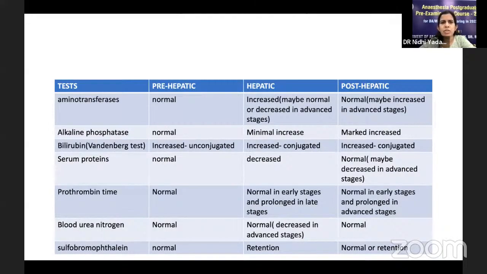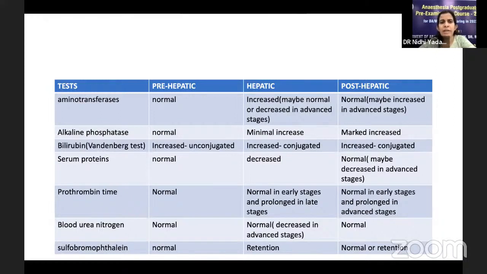Now the various tests which help us differentiate between prehepatic, hepatic, and post-hepatic jaundice. The first one is the aminotransferases, which are AST or ALT. In prehepatic jaundice, the aminotransferase levels are normal. In hepatic jaundice, there is a very high increase, but it may be normal or decreased in advanced stages as the complete liver is destroyed. In post-hepatic jaundice, aminotransferase levels may be normal during the early stages, but they get increased in the advanced stages. Alkaline phosphatase is normal in prehepatic jaundice and shows a minimal rise, approximately 2 to 3 times, in hepatic jaundice, whereas in post-hepatic jaundice there is a marked increase in alkaline phosphatase level, more than 3 times, approximately 3 to 10 times.